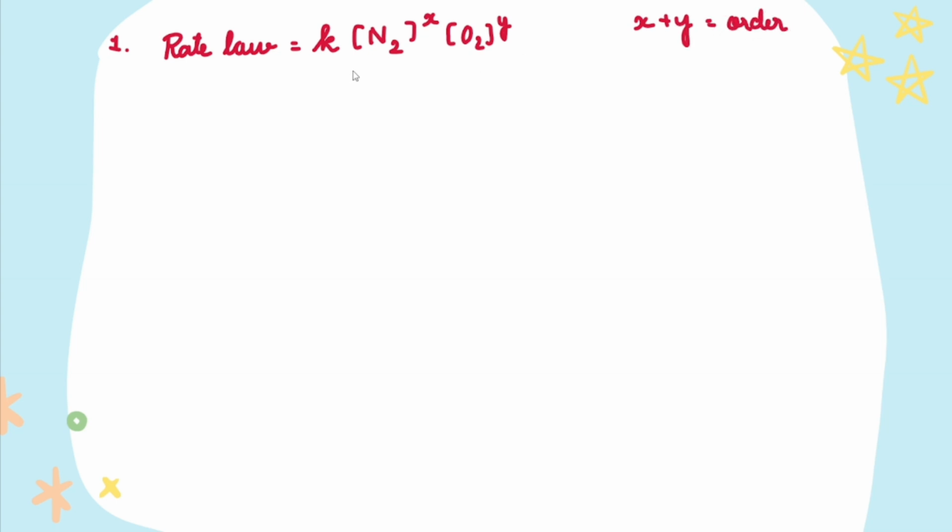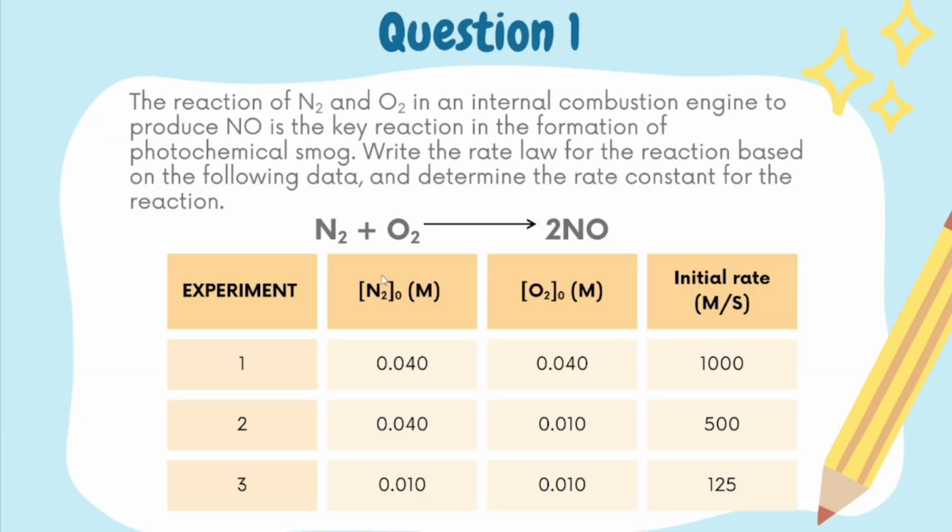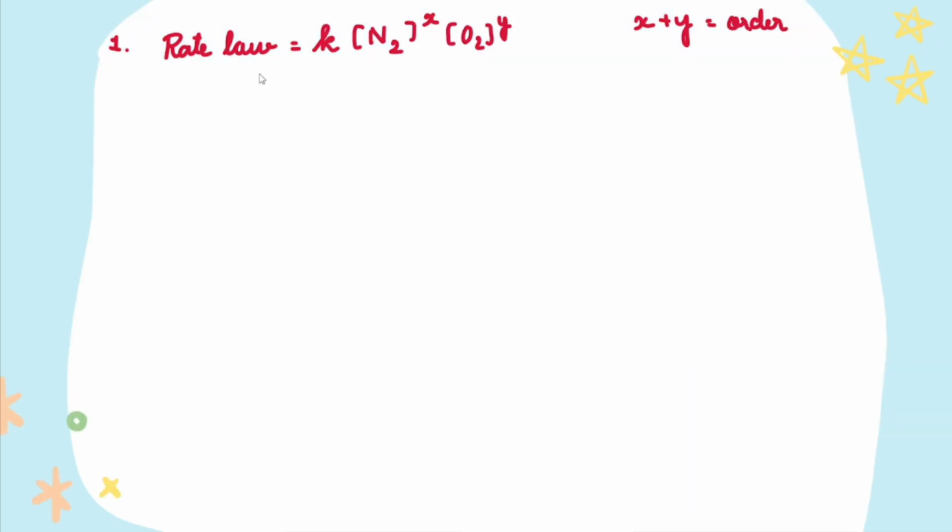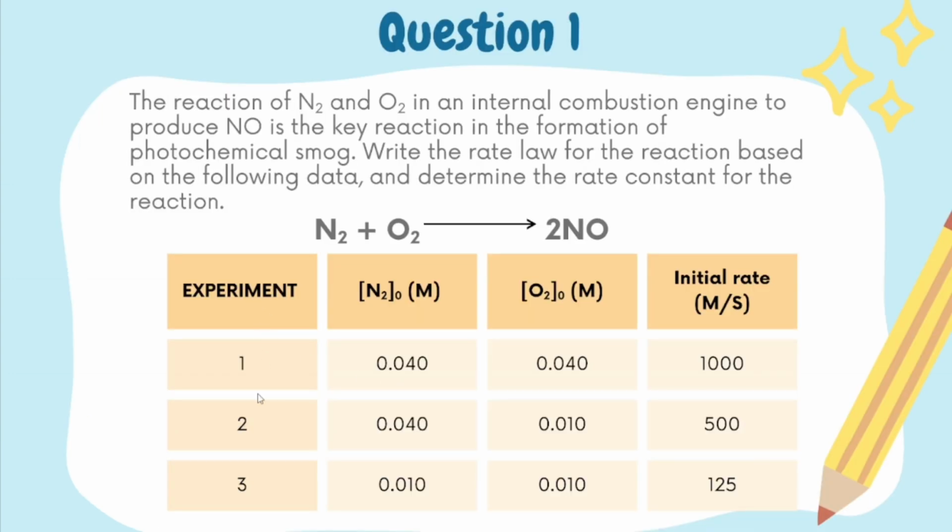To find the rate constant, we should find the value of x and y. To find the value of x and y, we need this data. So by using this data, we will find x and y. First, let's find how to find x. We are going to consider two experiments. Here we have three experiments, 1, 2, and 3. We are going to take any two experiments and divide them so that we will get the value of x. For N2 we will have x and for O2 we will have y, right?